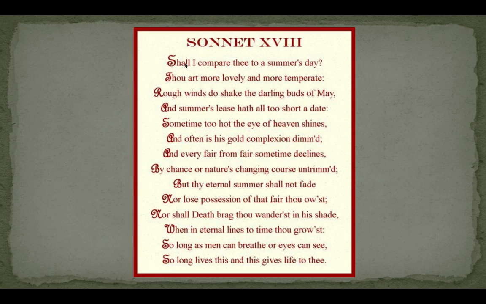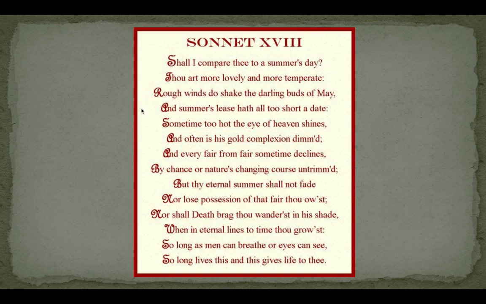We know that the speaker wants to compare someone to a summer's day. Let's see, shall I compare thee to a summer's day? Okay, there's our topic. There's this comparison. We also have some ideas about themes. Not totally clear yet, but we'll get a better feel here. Thou art more lovely and more temperate. So we know at the get-go that the speaker is saying that the person he's comparing a summer's day to is more beautiful and has a better personality. So that's established right away.